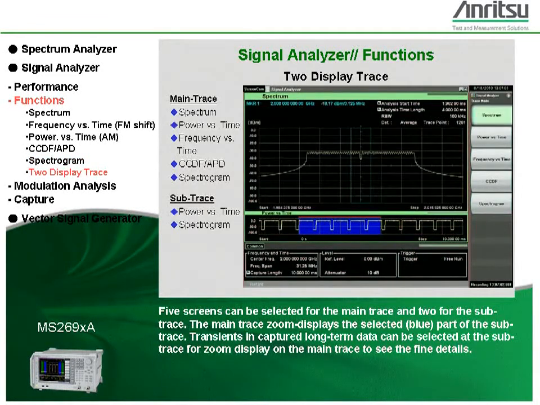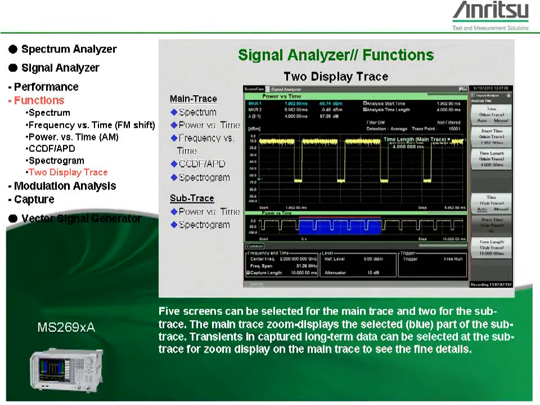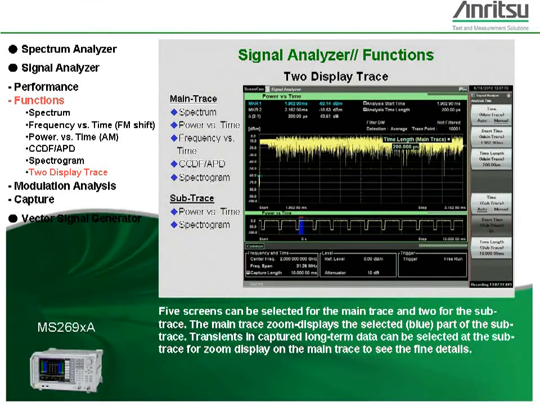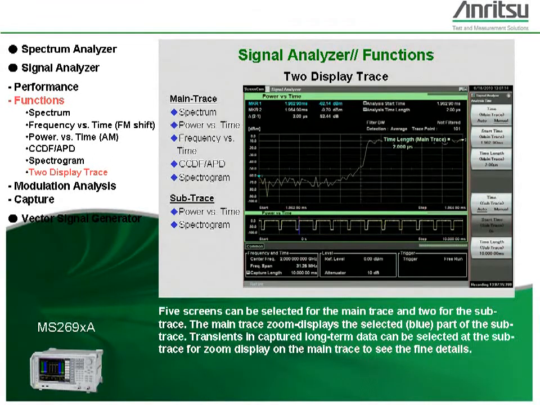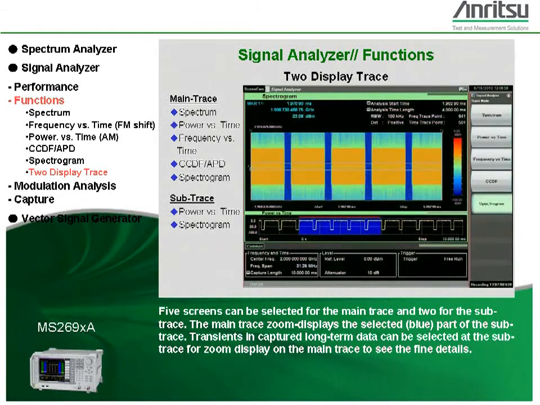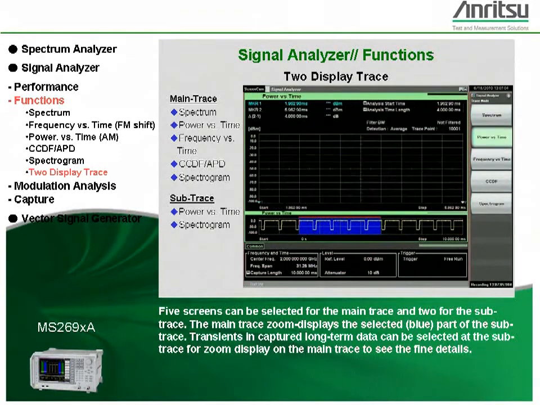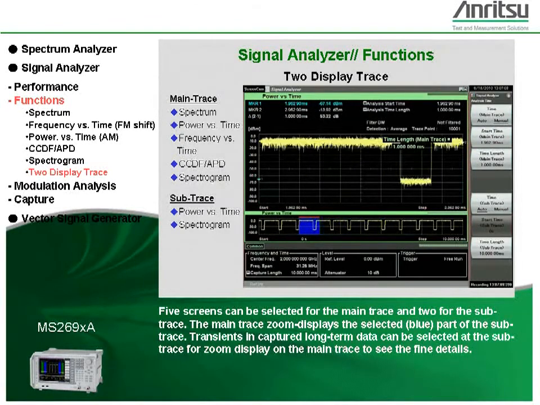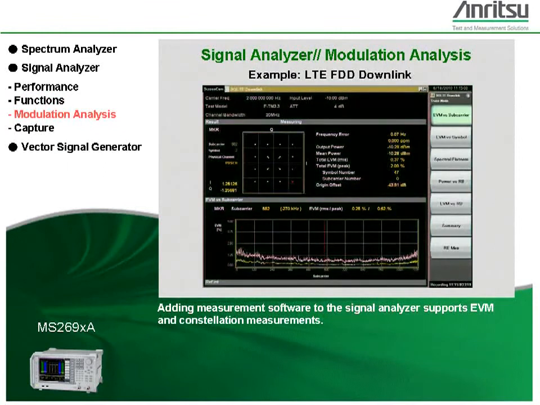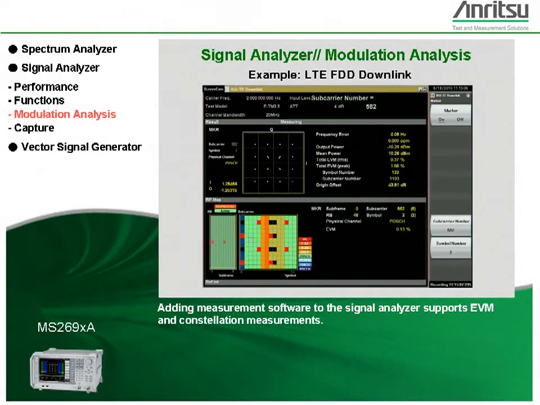5 screens can be selected for the main trace and 2 for the subtrace. The main trace zoom displays the selected blue part of the subtrace. Transients in captured long-term data can be selected at the subtrace for zoom display on the main trace to see the fine details. Adding measurement software to the signal analyzer supports EVM and constellation measurements.